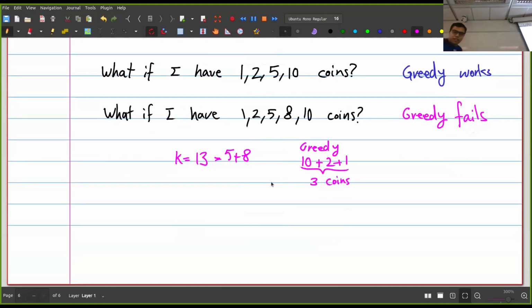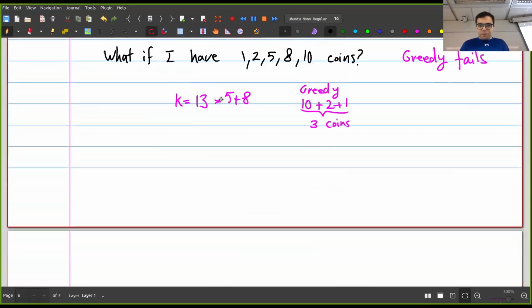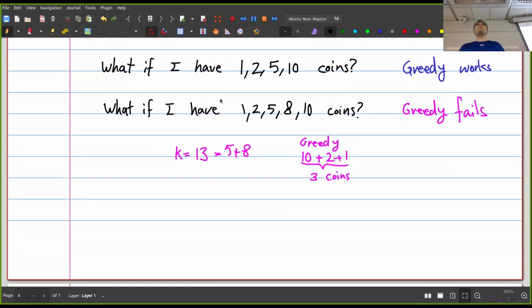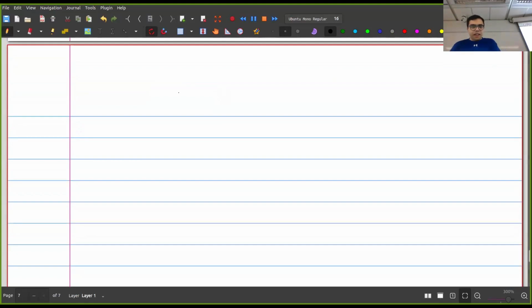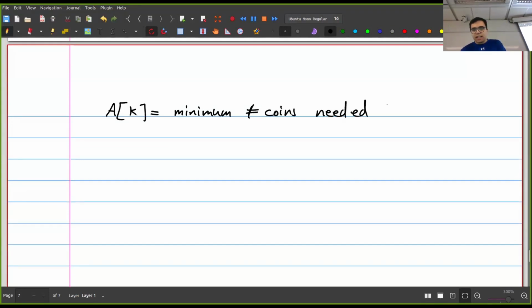I cannot use the greedy algorithm, but I can use a variant of what we call dynamic programming. And this session is not about dynamic programming, but I'm just going to give you the algorithm for this one problem. And the idea is this. Let's say that I create an array, and I want the K-th element of my array, A[K], to be the minimum number of coins needed to pay K dollars.